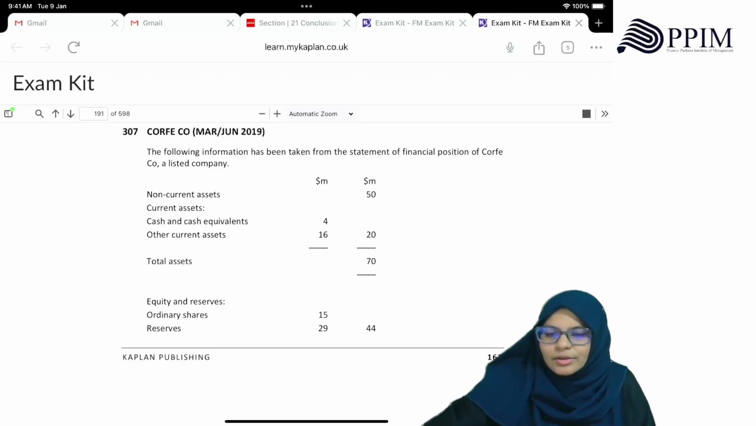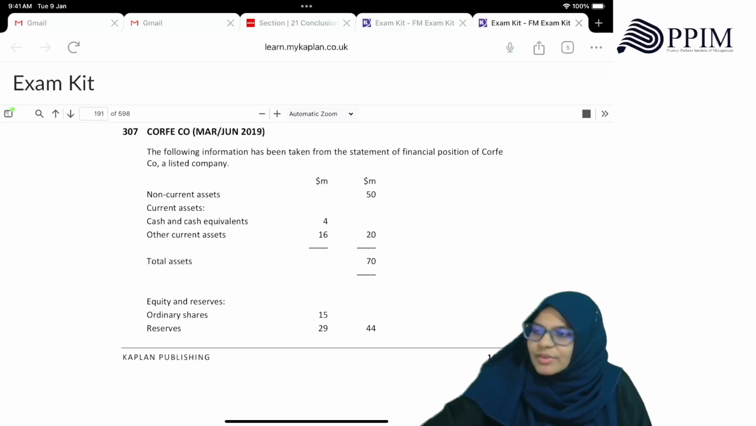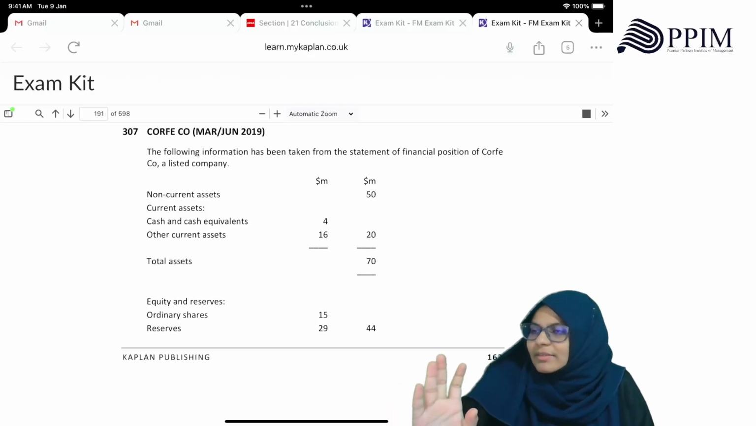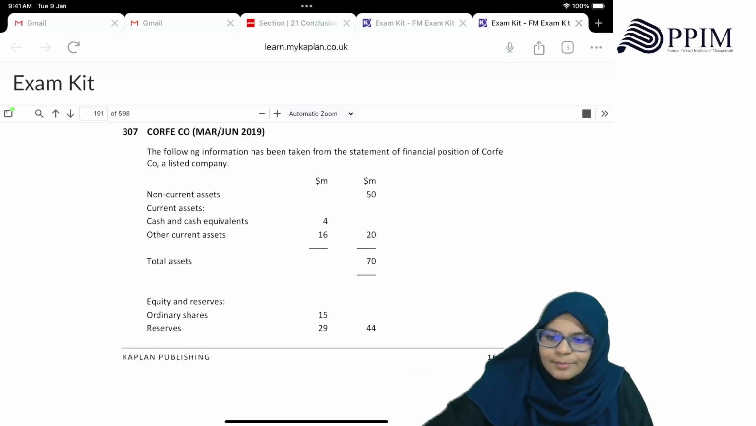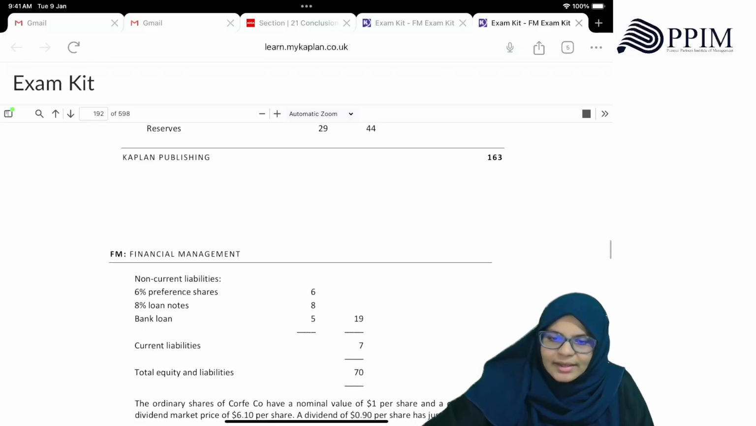Then they're talking about ordinary shares. They're saying the book value is 15 million. They're not talking about how many shares we have in issue. They're just telling me everything in issue. If you multiply it with the nominal value, it will be 15 million. Then we have reserves of 29.